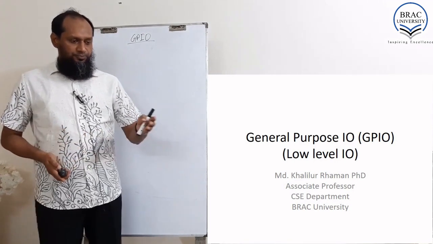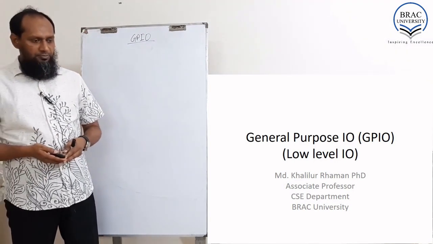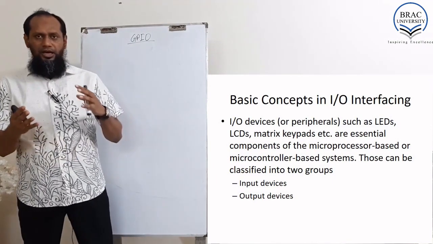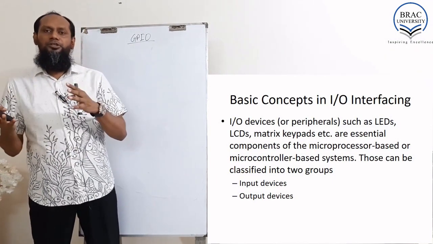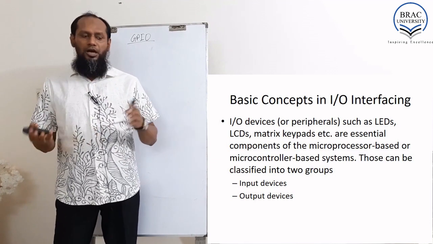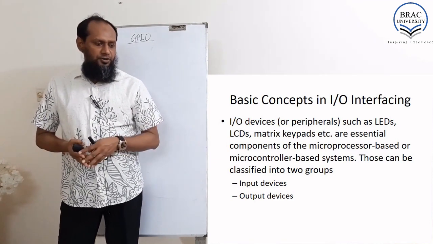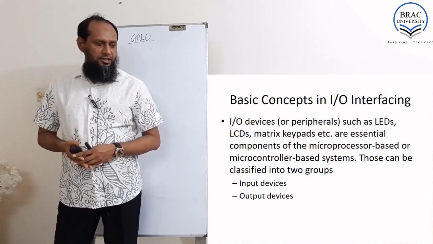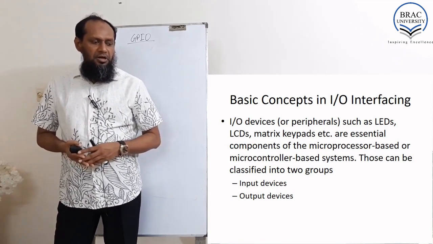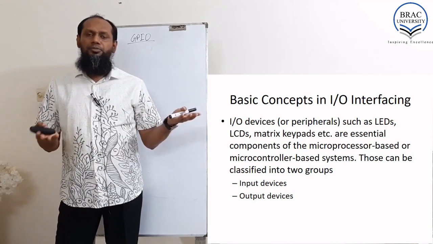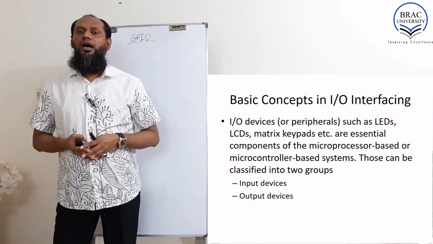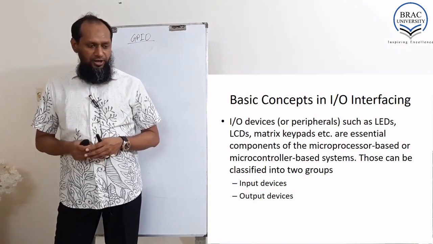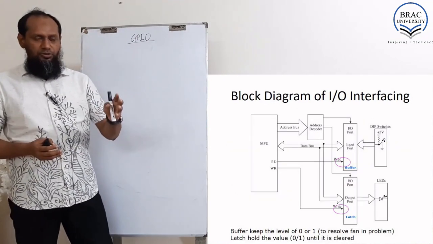Okay. So, low level IO or general purpose IO. You can understand, actually, IO can be in or out. That means either input or output. So, there are some common types of IO mentioned here. One is matrix keypad, LEDs, LCDs. So, these are the main or very simple types of commonly used IO devices with a microcontrolling device or microcontroller. Okay, so take a look at this figure.